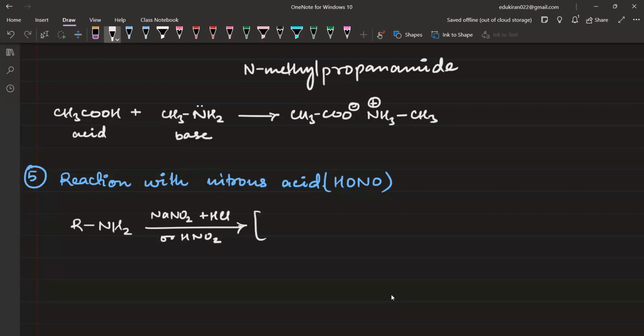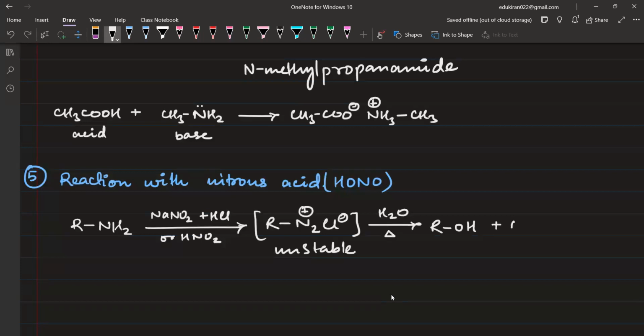We get diazonium salt, that is RN2 positive and Cl negative. Okay, this is quite unstable because of the N2 positive and Cl negative charges. Now when it comes into contact with moisture, and with a bit of temperature, we get alcohol plus HCl.